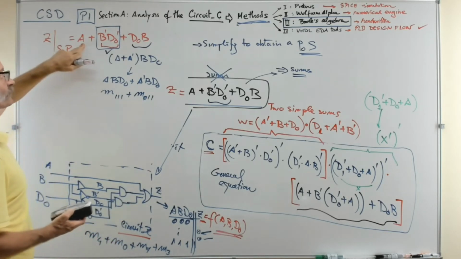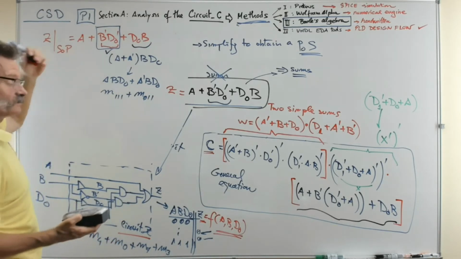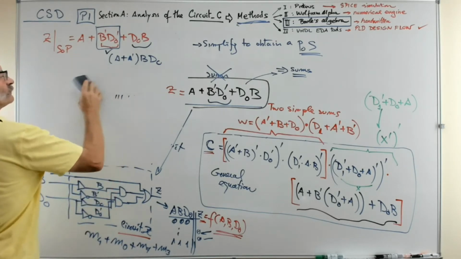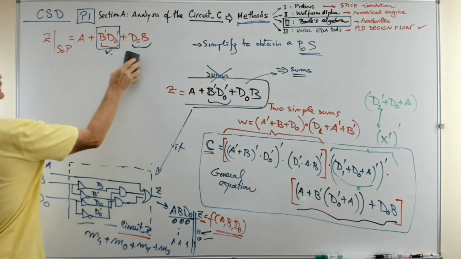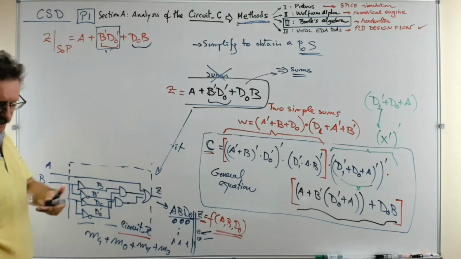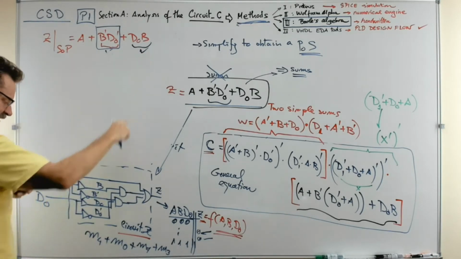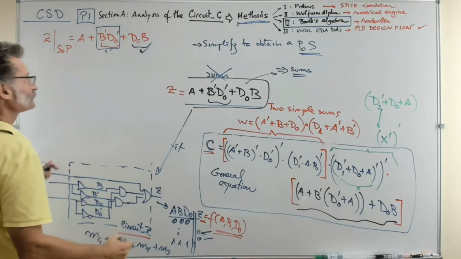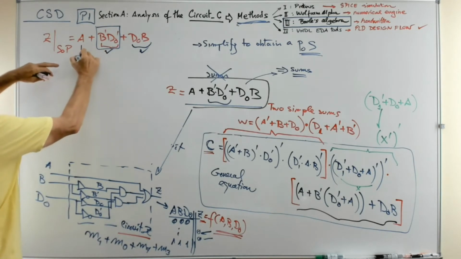It is a product, but the product of a single variable. So, no problem. You can use the same approach here. This one is solved. It has given you the minterm 7 and the minterm 3. So now let's go with the A.